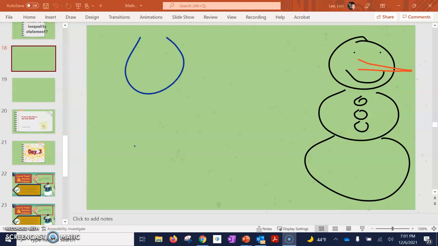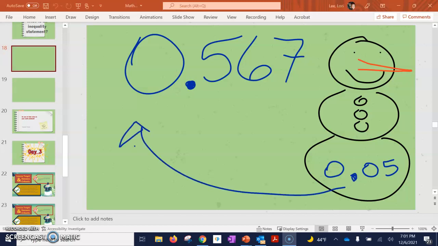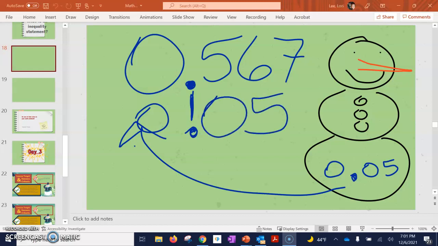If you're comparing decimals, like I have here, 567 thousandths, let's say I need to compare it to another number, something like 500ths. The most important thing is to realize that you have to line up your decimals. So if I move this over here, the most important thing is that this decimal is directly in line with this decimal. Now I can copy the rest of the numbers, and now I can compare it.